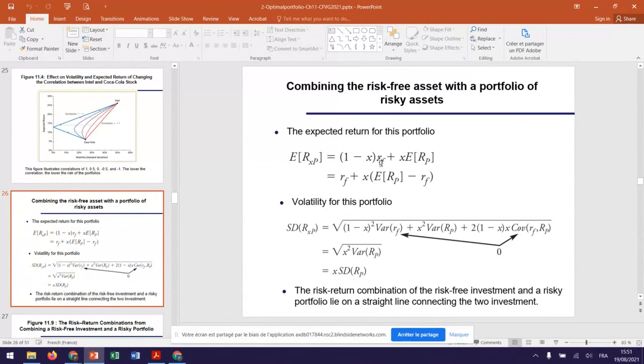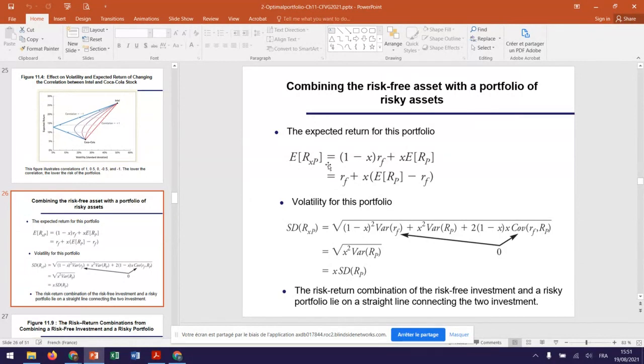After this, I can derive (1 minus X) times Rf plus X times E[Rp]. I rearrange it and get Rf plus X times (E[Rp] minus Rf). That is the expected return of this portfolio, where I put X in P and the remaining 1 minus X in the risk-free asset.